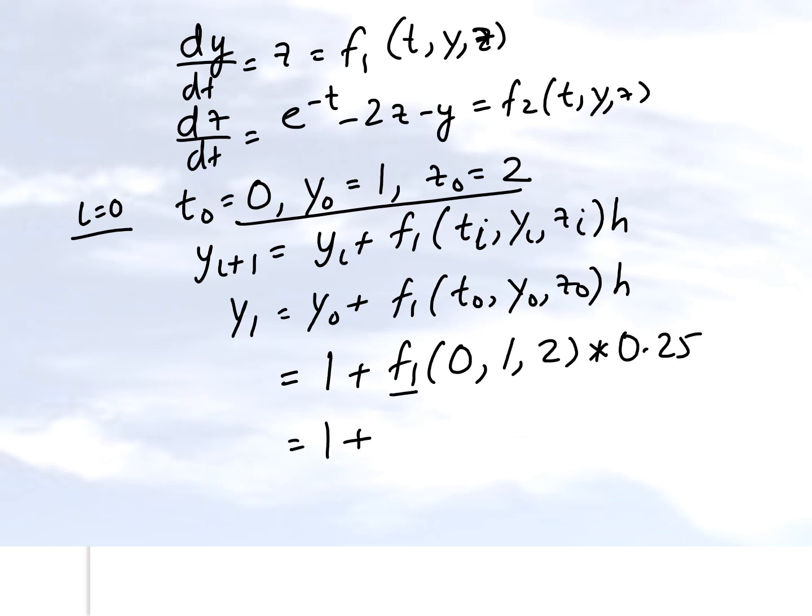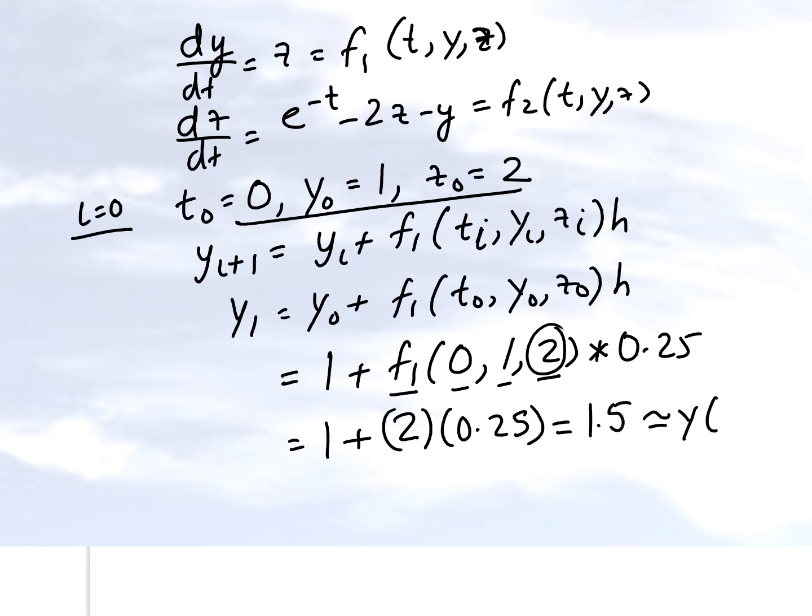Now, what is the value of the function f1 at these values of t, y, and z? Since it is just z, it will be just this value 2, so it will be 2 times 0.25, and we get that value as 1.5, and that's the approximate value of y at 0.25 because that's y1. So once we have said that, let's go and calculate z1.